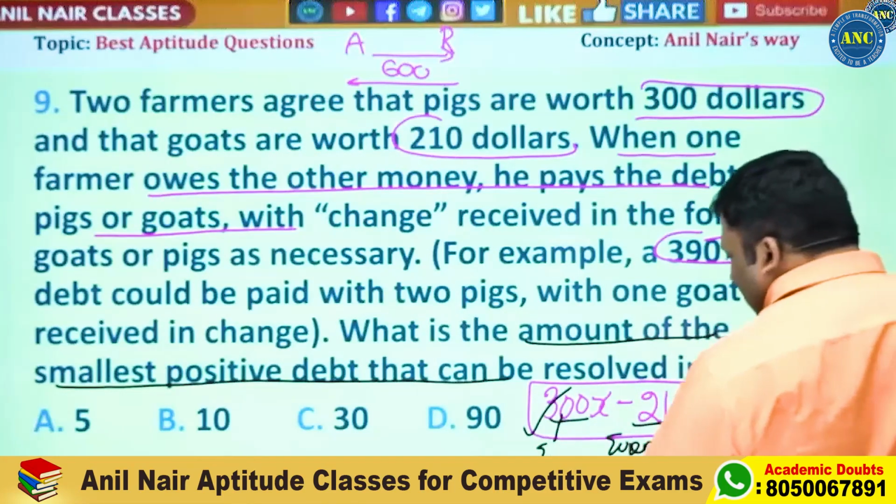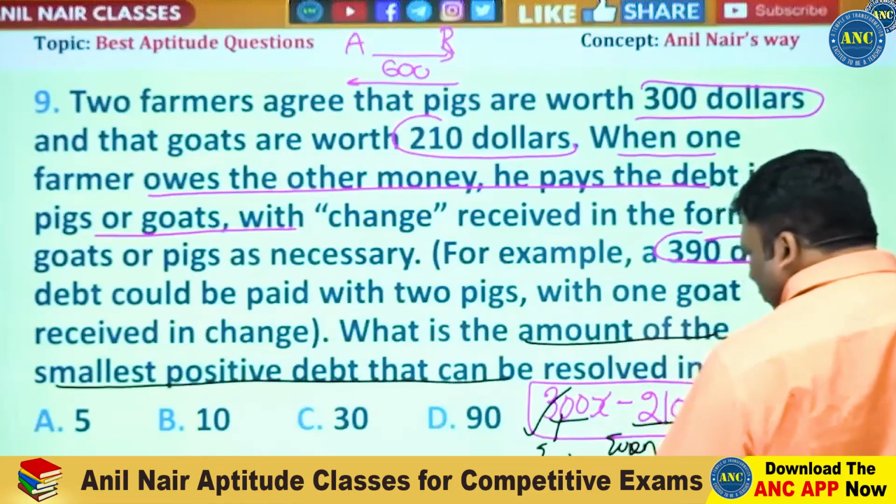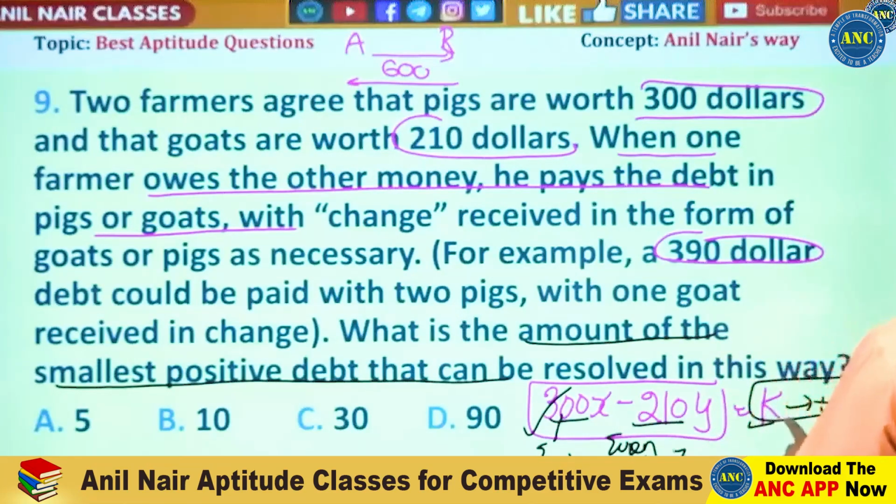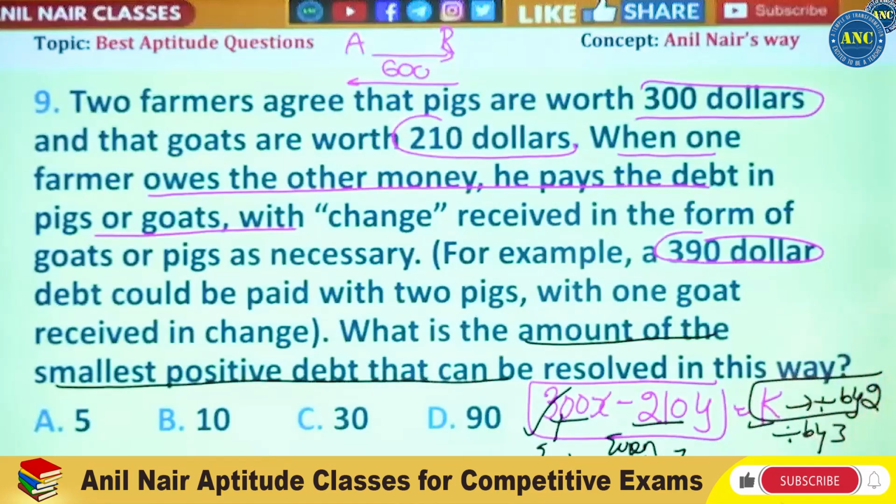300. It is divisible by 3. 210. It is divisible by 3. Answer should be divisible by 3. I am taking all the prime numbers, sir. Divisible by 2 and 3.